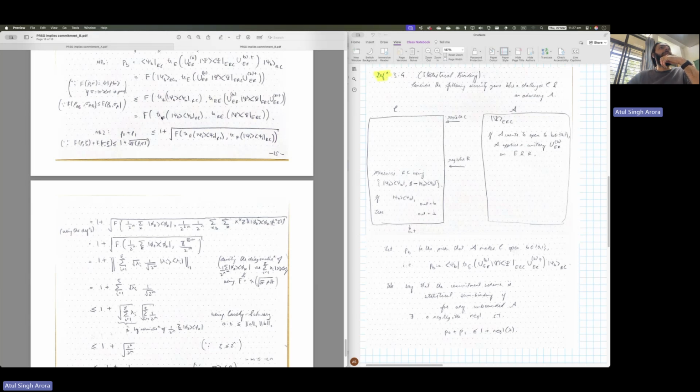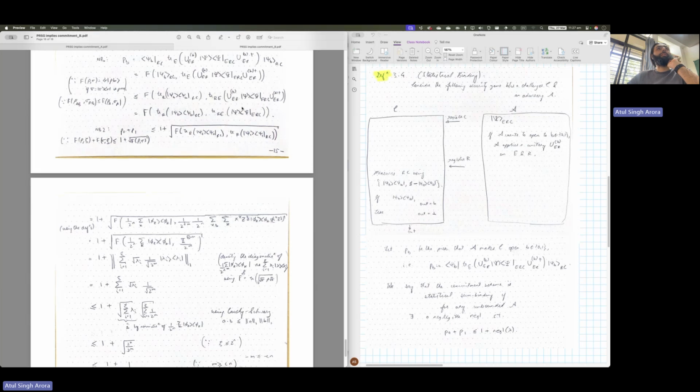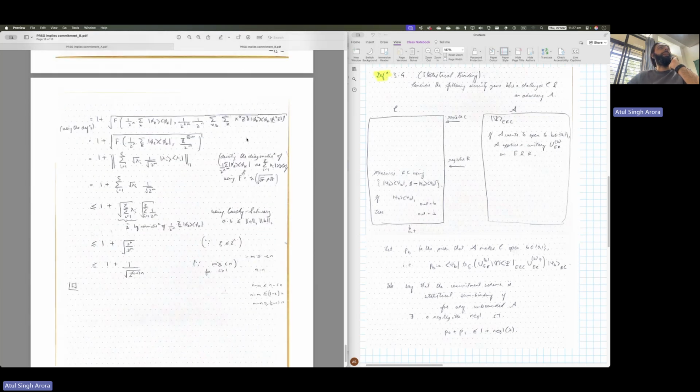And now what we can do is write the sum of P_0 and P_1 as at most 1 plus the fidelity between when psi is 0 and when psi is 1. Why is that? Because the sum of the fidelity of rho and xi plus the fidelity of sigma and xi is at most 1 plus the fidelity of rho and sigma, right? And rho and sigma here are the psi 0 and psi 1 states, and xi is capital psi with the trace. So we have this expression.